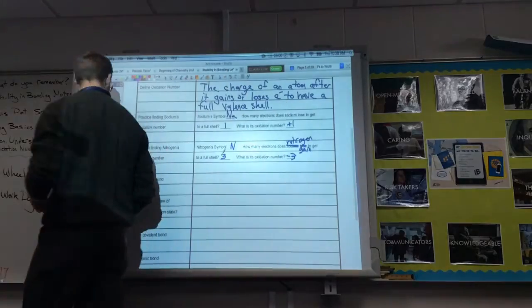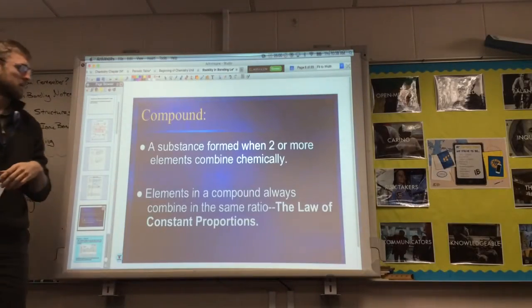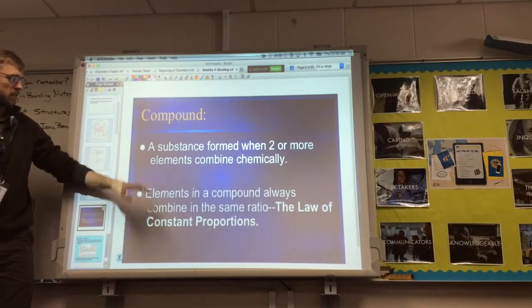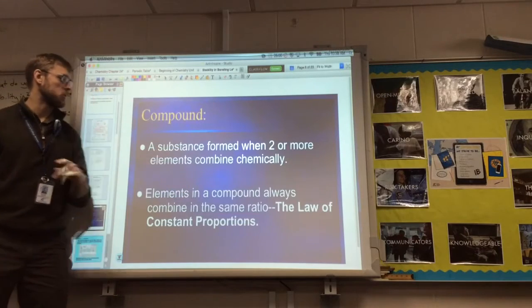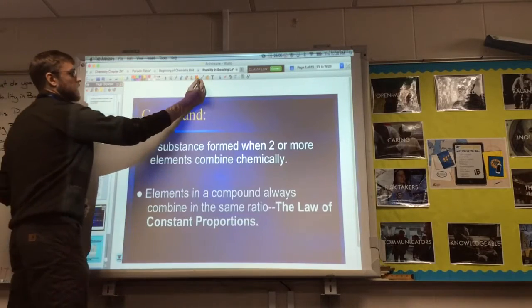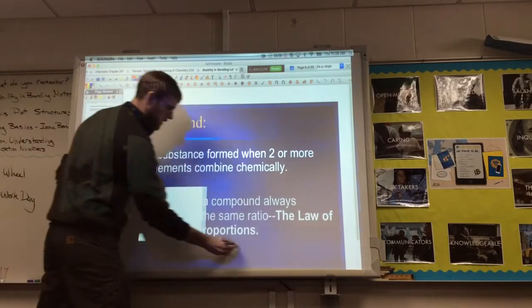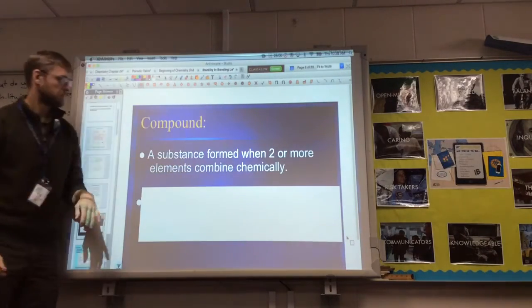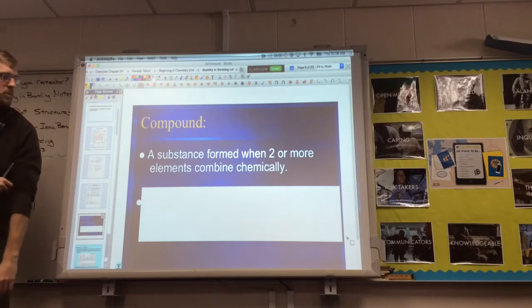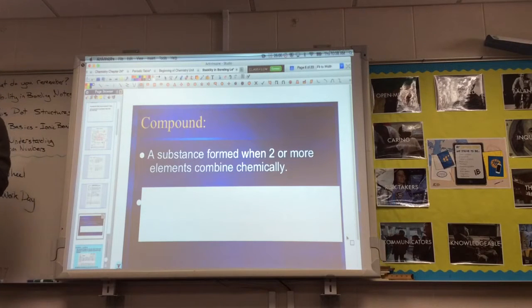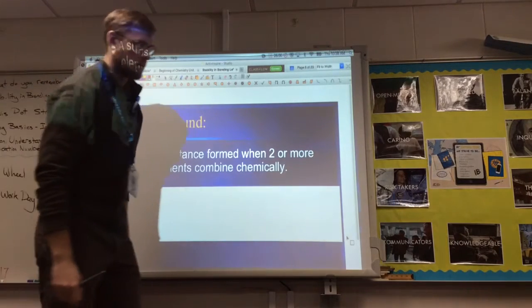Your definition of compound. This is my definition of compound. It's a substance formed when two or more elements combine chemically. I want you to focus on that top one, not the bottom one for now; we're going to talk about the bottom one in a minute. It's a substance formed when two or more elements combine chemically. It's a compound.